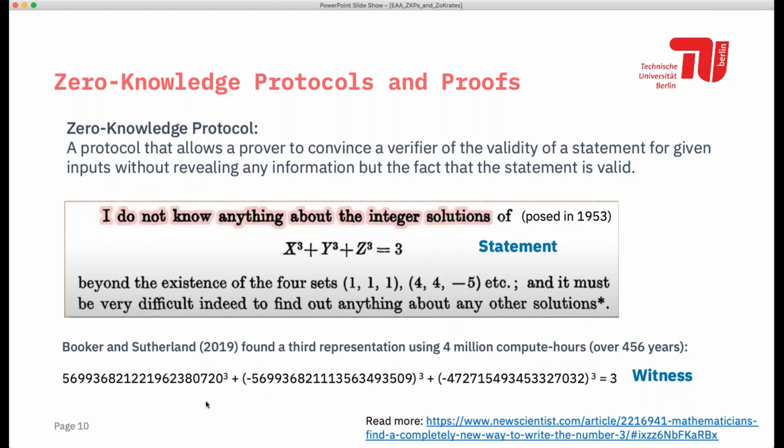And typically in the context of zero-knowledge proofs, these solutions are called the witness, because they actually witness that the statement is true. You can check that this equation works with these witness values down here. So that's a bit of terminology that can come in handy.